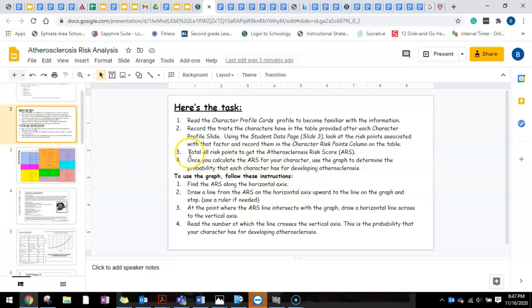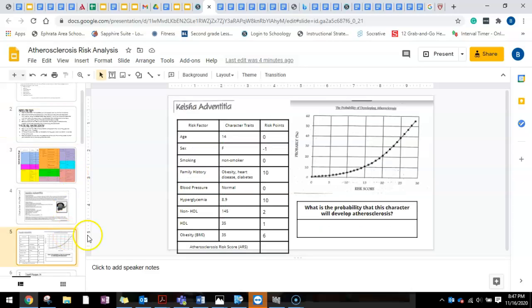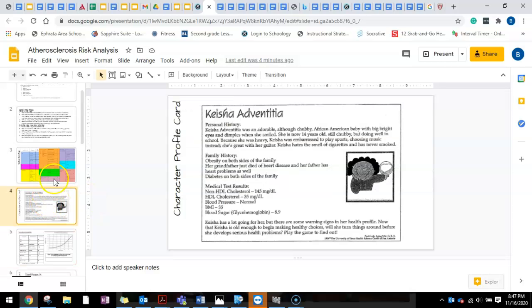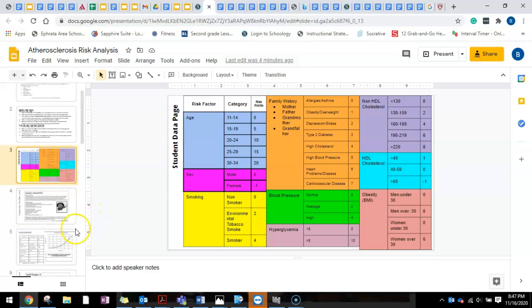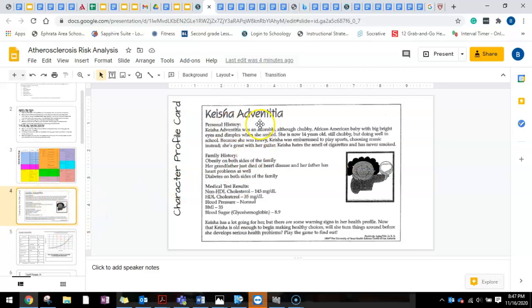Once you're done with that, you're going to utilize slide 3 to determine the character's risk points and the total for their atherosclerosis risk score. And once you've done that, you are going to use the probability graph to determine the probability of developing atherosclerosis later on in life. Okay, so first going to look at Keisha Adventitia.